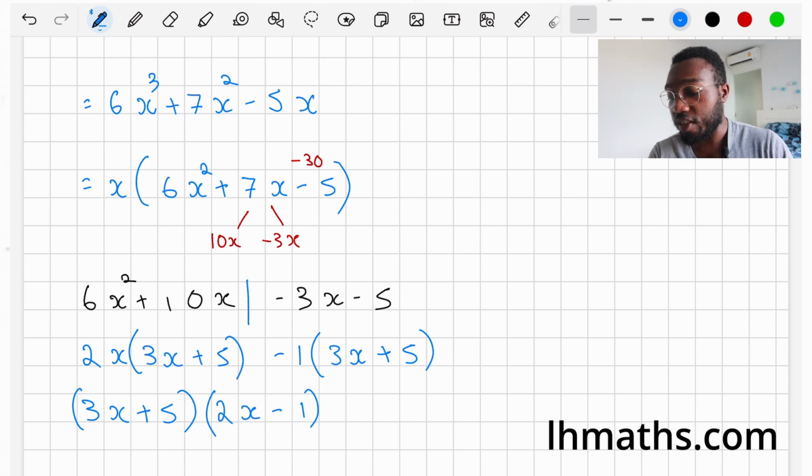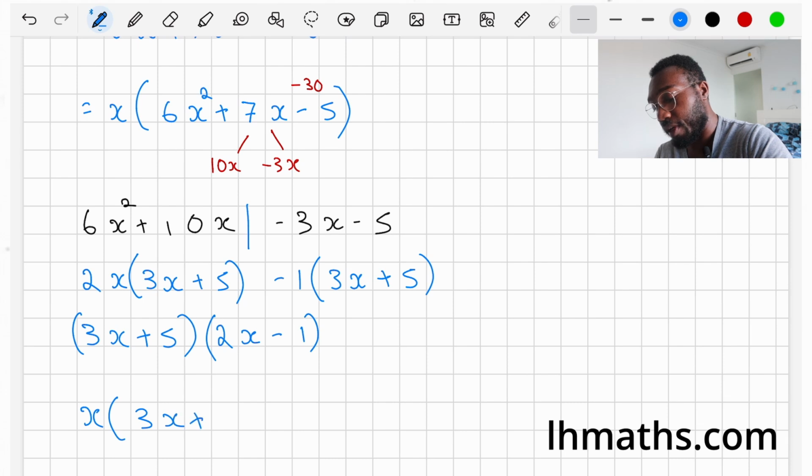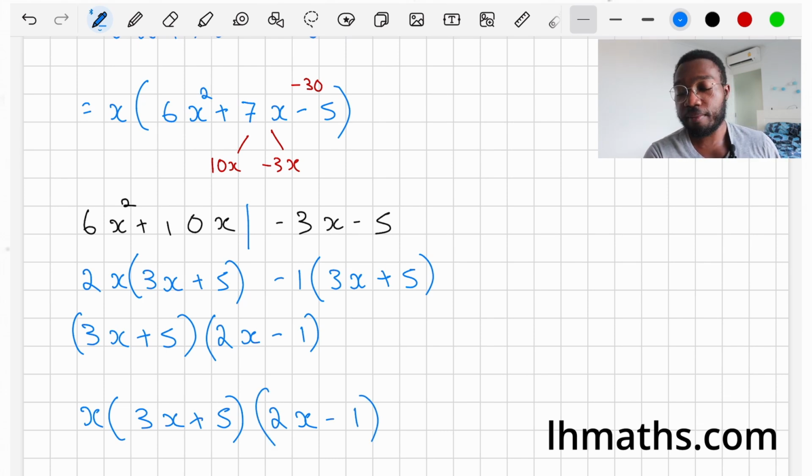So we've factorized this fully, but are we done yet? No, we're not done yet, because don't forget about this x. Do not forget this x we had at the start. So actually, the answer would be x, then 3x plus 5, and then 2x minus 1, okay? And that would be that question.